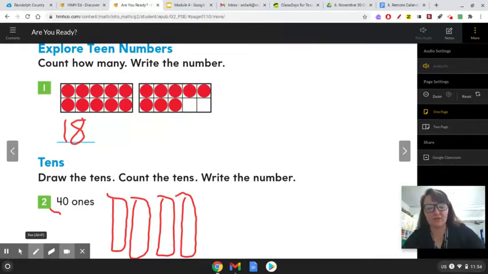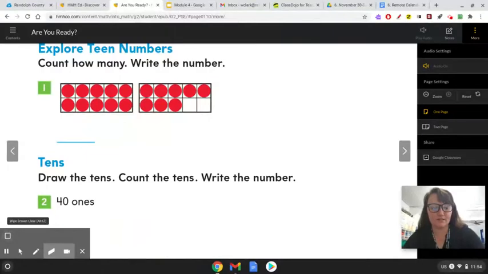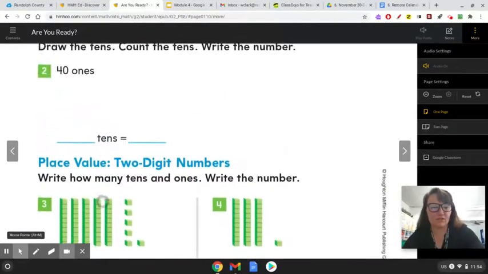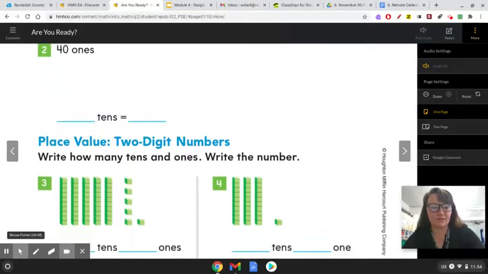So now we're going to write the number. 4 10s is just 40, right? Super simple. All right, write this down. Okay, I'm going to erase that and move on down. All right, so it says 4 10s. Well, we already wrote that earlier. 4 10s was 40, right?